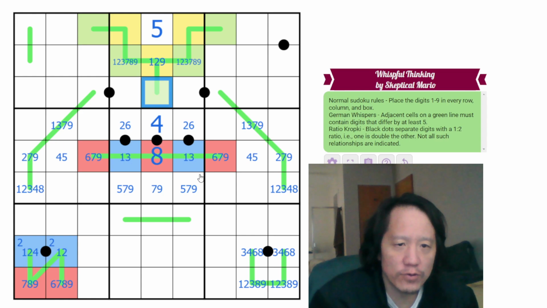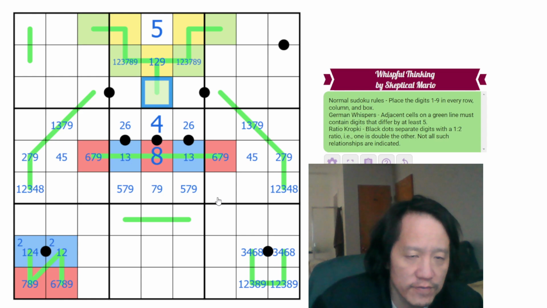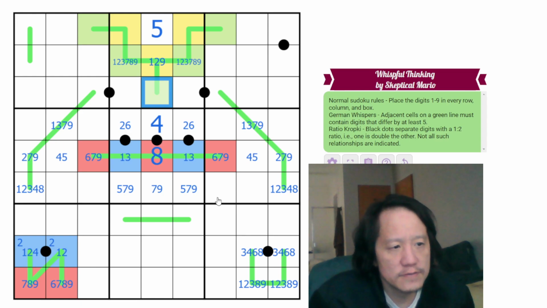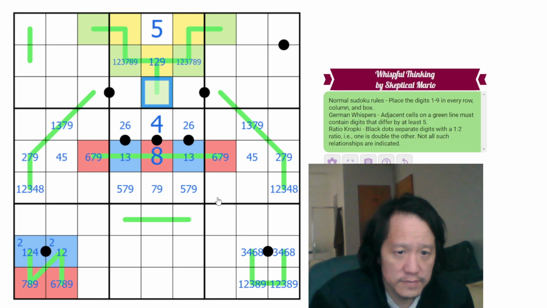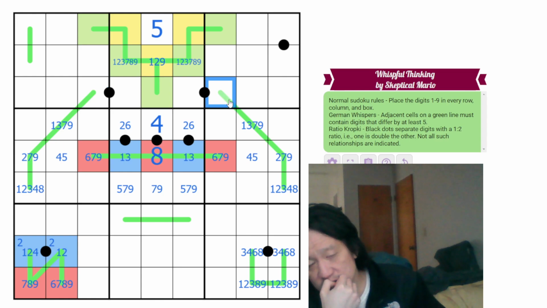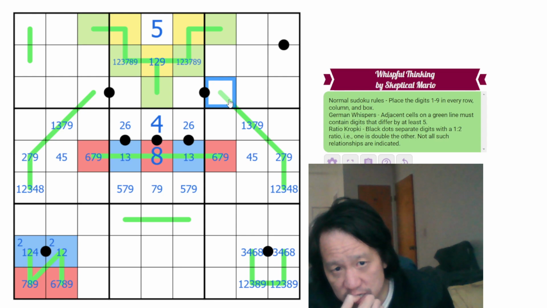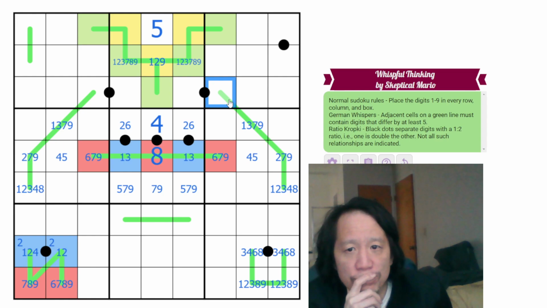This can't be 4 or 8. It can't be 5. These are opposites. These are opposites. These are opposites. And these are opposites. Okay, what else do we know?